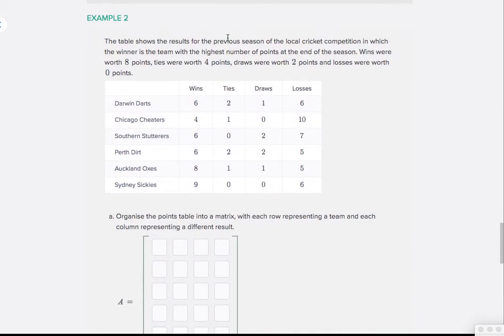Example 2, the previous season of the local cricket comp. The winner is the team with the highest number of points at the end of the season. Wins were worth 8 points, ties 4, draws 2, and losses were 0.